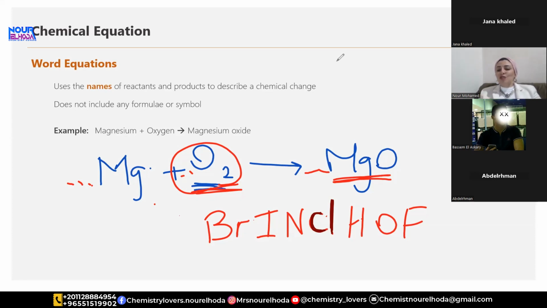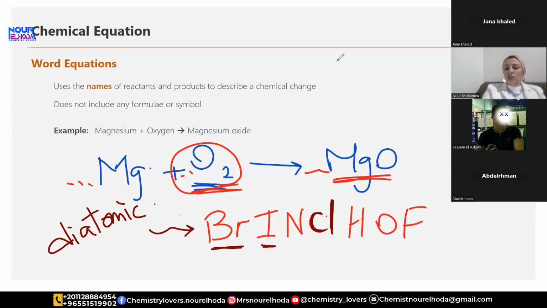What's the secret بقى? To know what are the diatomic elements. اللي هم مين؟ bromine, iodine, nitrogen, chlorine. Take care, this is chlorine, not carbon, huh? That's why I put it in another color. You know, sometimes the students will think it's carbon. No, this is wrong. Carbon is not diatomic. Although it's a non-metal, but it's not a diatomic. This is chlorine. And then this is hydrogen, and then this is oxygen, and then this is fluorine.